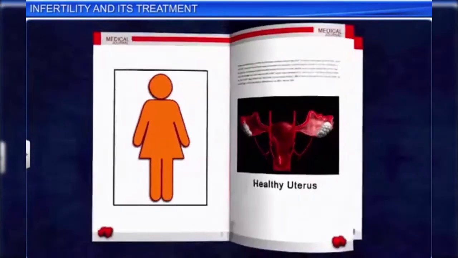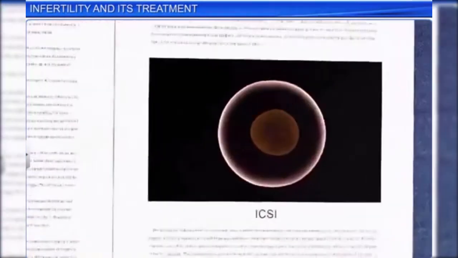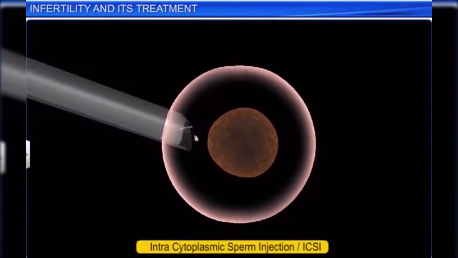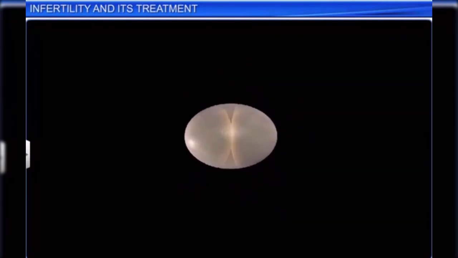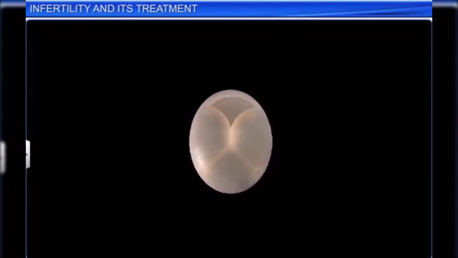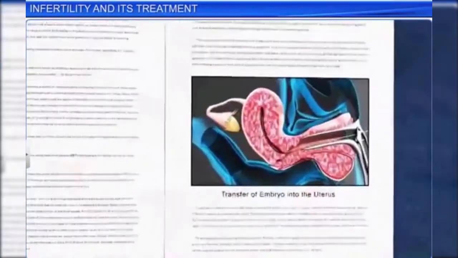Did you know that at times, a woman may not be able to conceive because of male infertility resulting from low sperm count, low sperm motility, a damaged or missing vas deferens, or the inability to inseminate? In such cases, the couple can opt for intra-cytoplasmic sperm injection or ICSI, in which the doctor injects a single sperm into each ovum, which leads to fertilization. Post-fertilization, the fertilized egg divides to form an embryo, which is planted inside the uterus using a catheter.